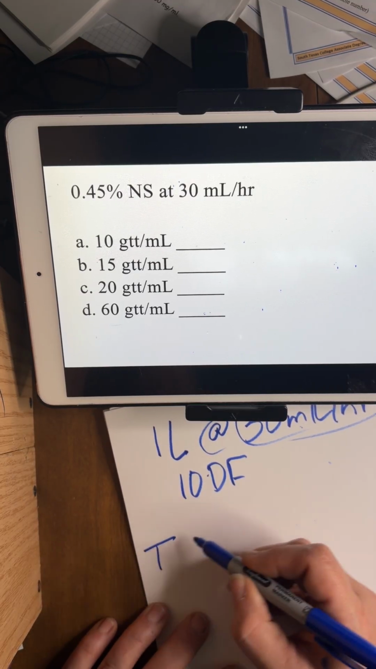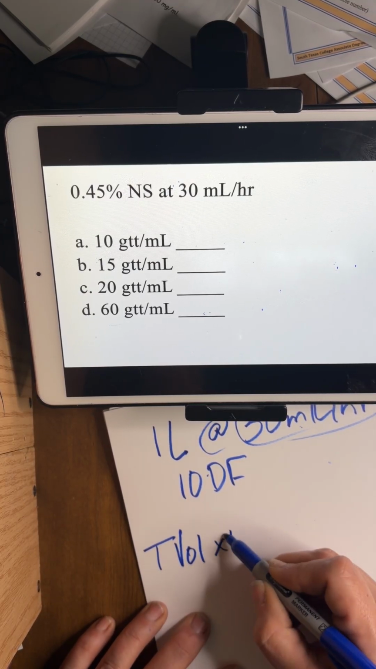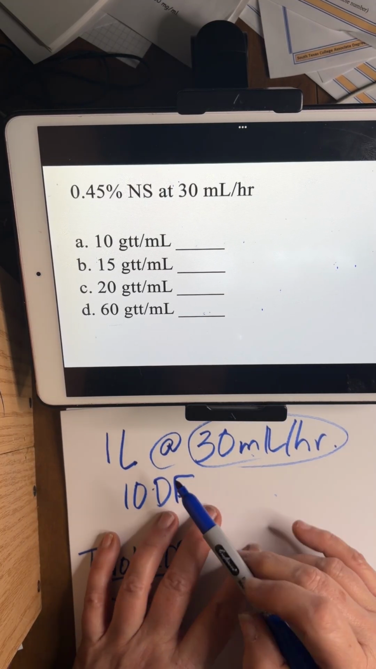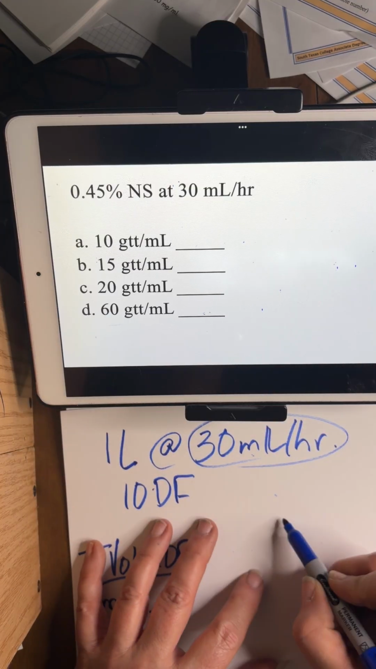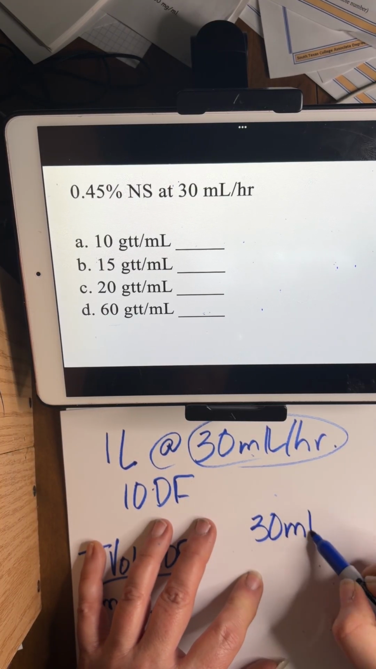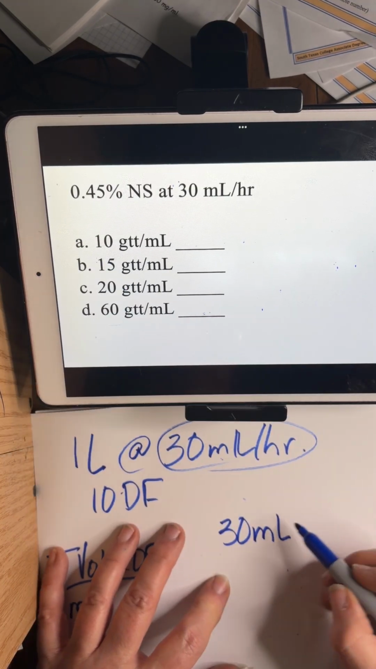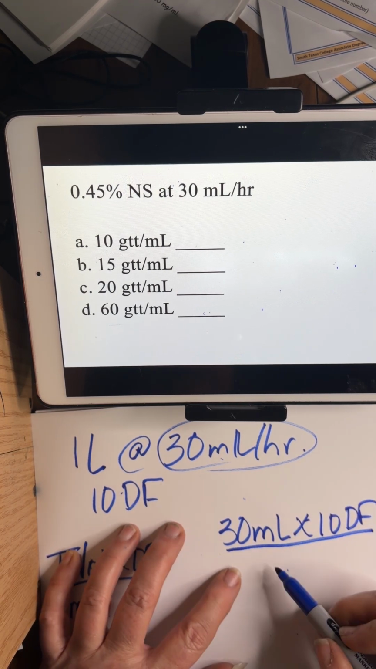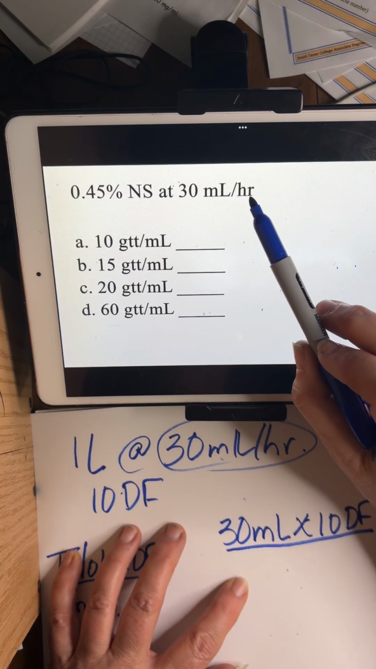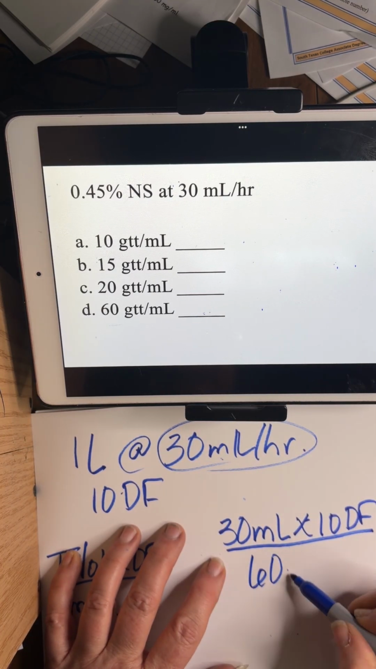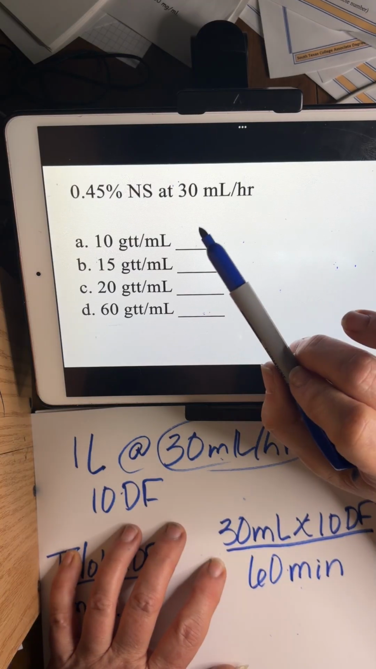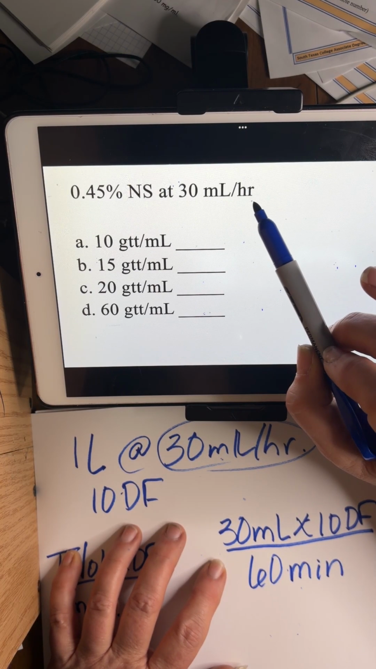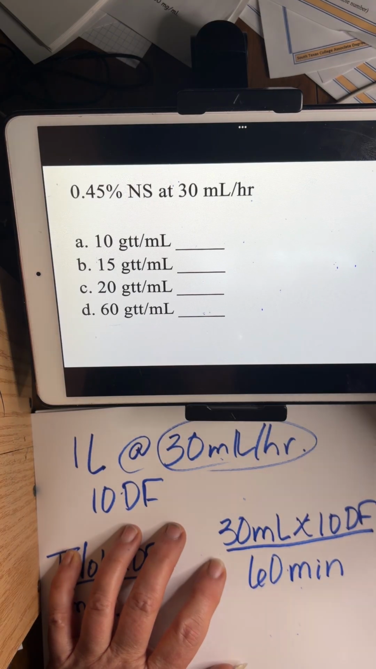You remember drops per minute is the total volume times the drop factor over your time in minutes. So look ahead. We have 30 milliliters as our total volume, and for this one, we're going to do a 10 drop factor. And then how many minutes does it go in? It's going over an hour, so we're going to do 60 minutes. You see that? So if they give you milliliters per hour, they've done you a solid, okay?